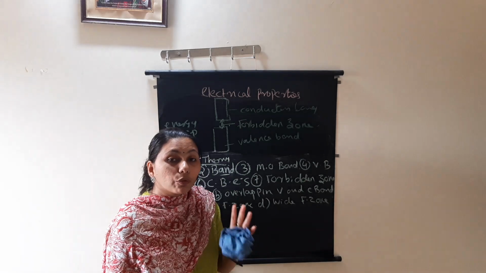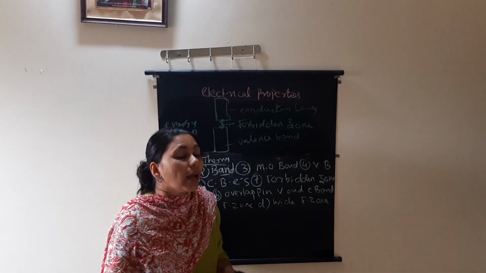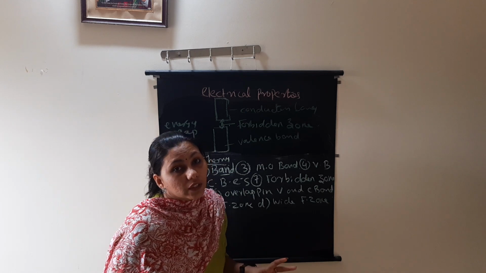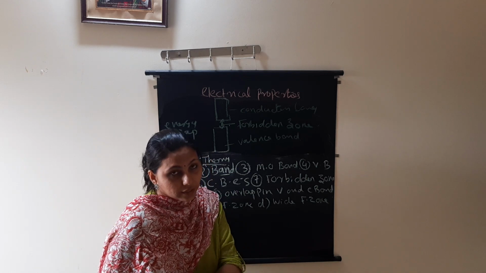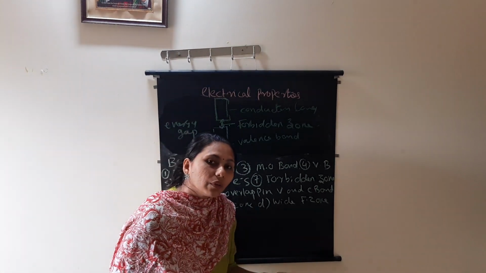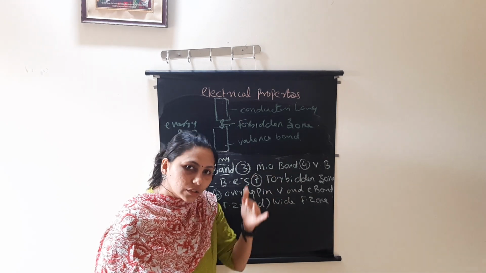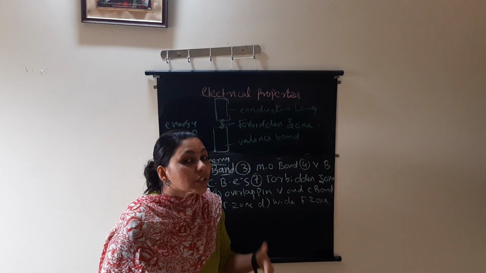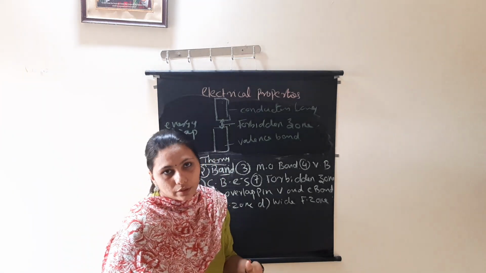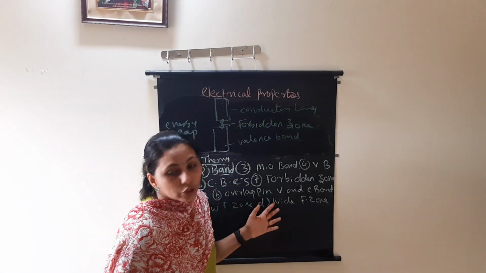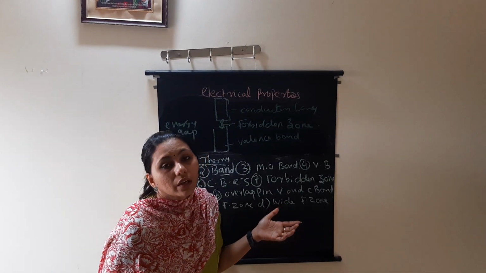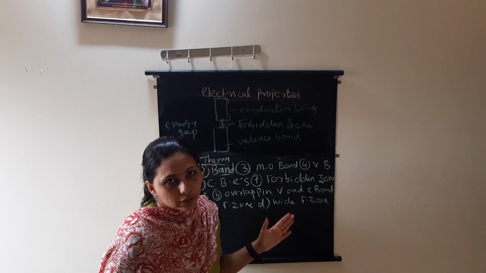So those are the four main factors in band theory on which conductivity depends. First is partially filled valence band. Second is overlapping valence and conduction band. Third is narrow forbidden zone. Fourth is wide forbidden zone. That is about the postulates of band theory, which has mainly 8 postulates.